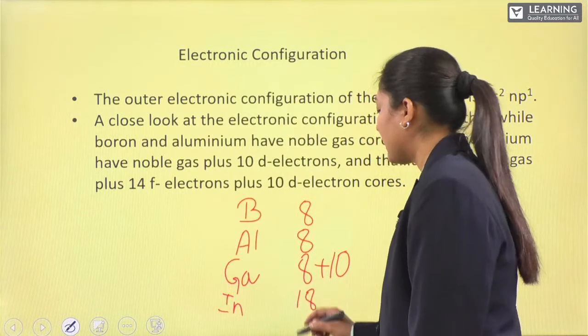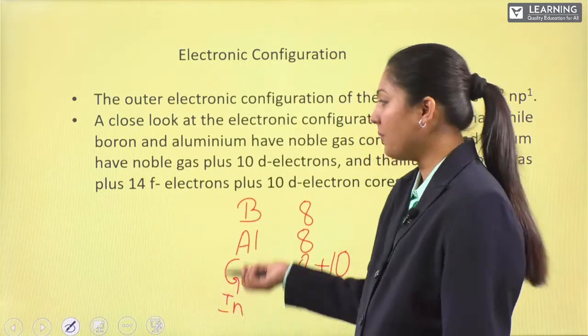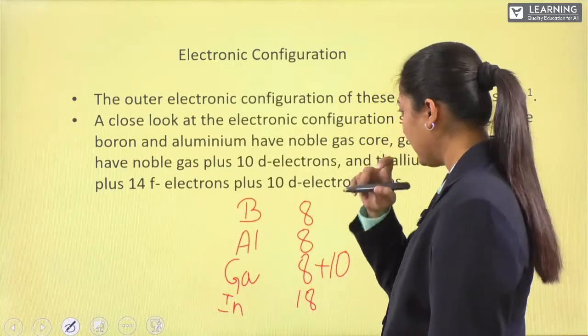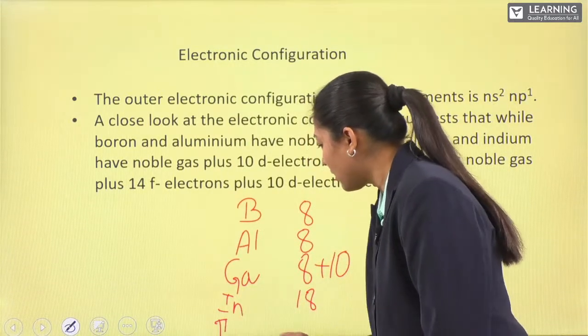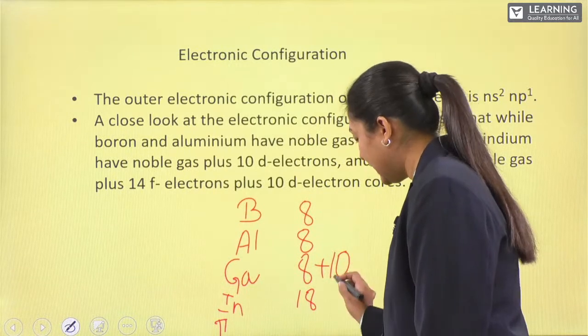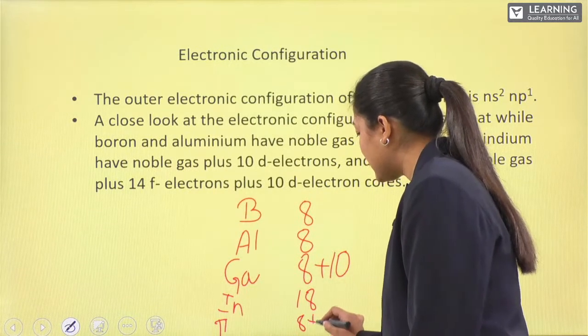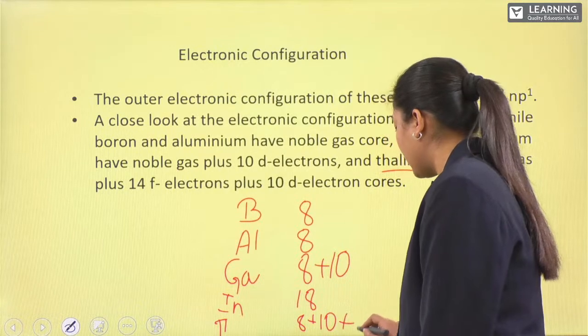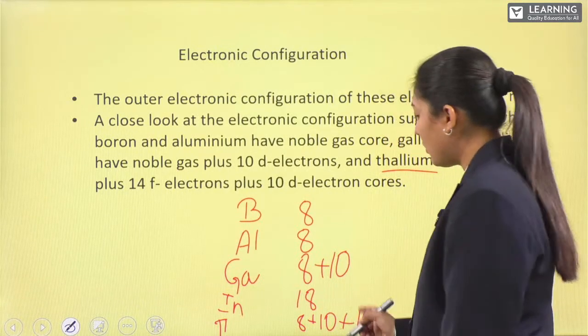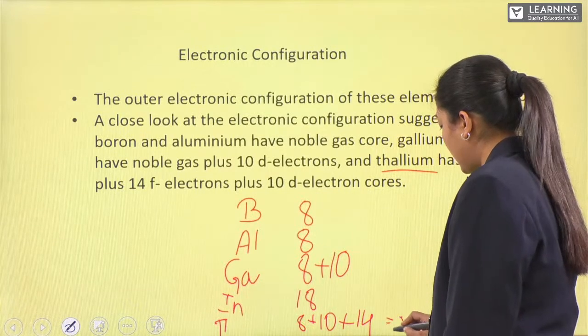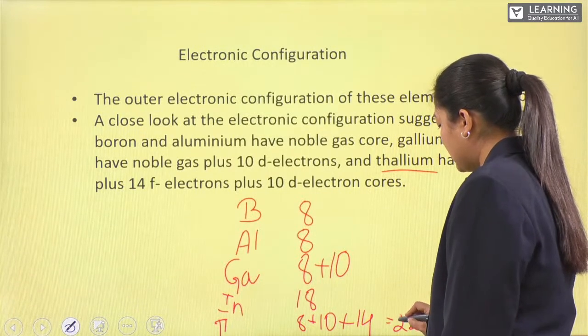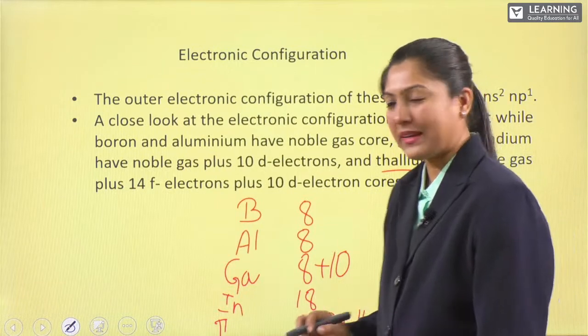So totally 18 electrons in the penultimate shell, and then for thallium we will have 18, meaning 8 plus 10 plus 14. So totally how much is it? 22 electrons in the penultimate shell. Did you understand what the penultimate shell is?